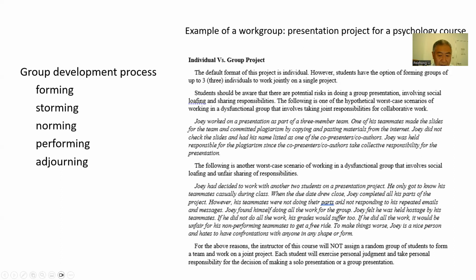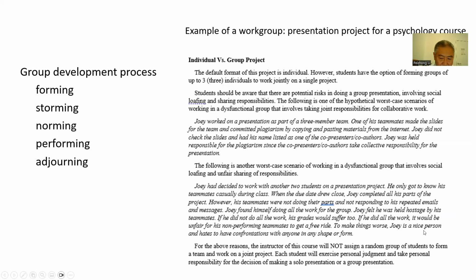When the due date drew close, Joe completed all of his part. He was diligent, he was conscientious, he did his part of the work. However, his teammates were not doing their parts and were not responding to his repeated emails and messages. Joe found himself doing all the work for the group. Joe felt he was held hostage by his teammates. If he did not do all the work, his grades would suffer too. If he did all the work, it would be unfair for his non-performing teammates to get a free ride.